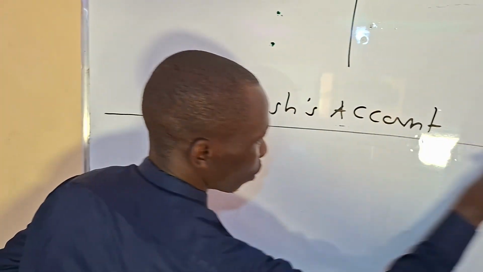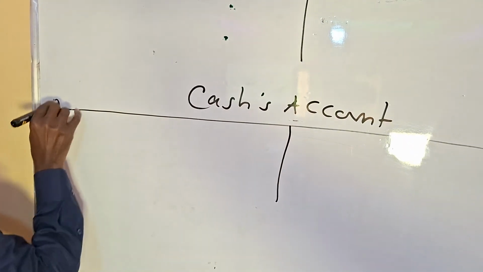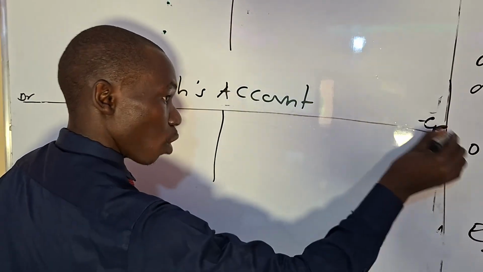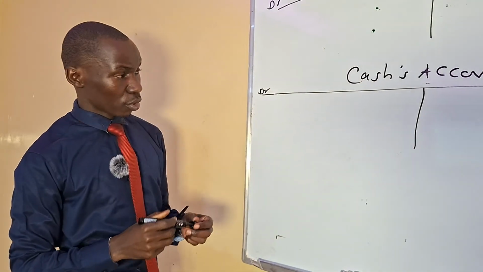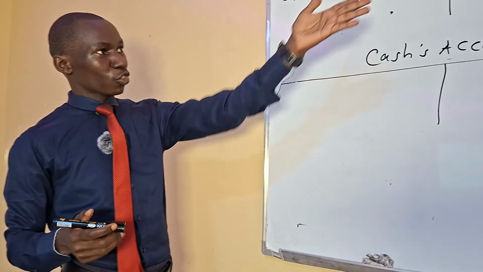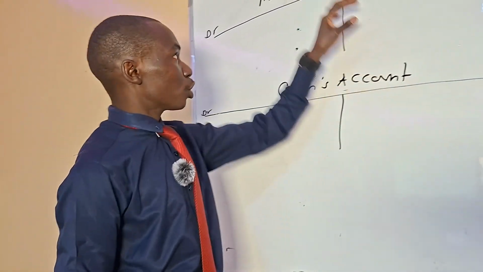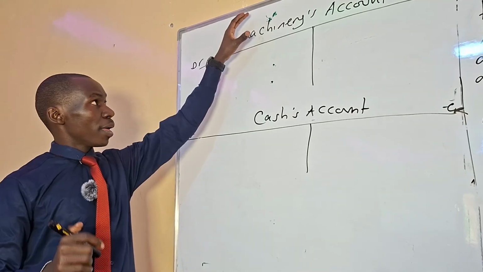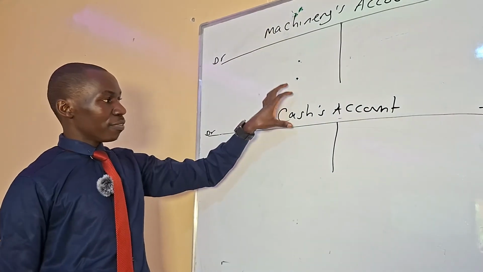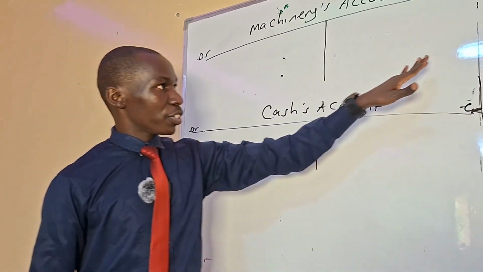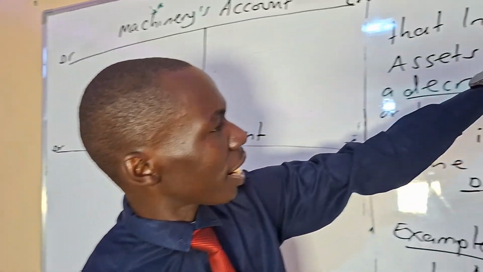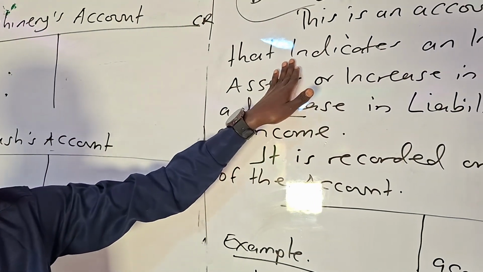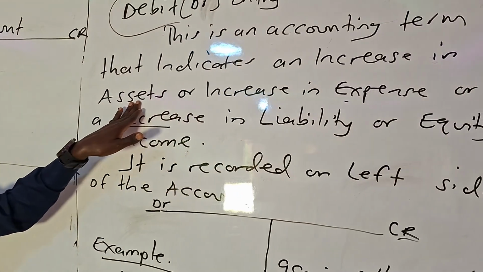You draw still your T to comply with that end, because you say you must record twice for each transaction. You look at this. Let's go back. Of course, we agree from our accounting equation. We saw examples of assets, and machinery was part of it. Even cash was part of it. And here we say, this is an accounting term that indicates an increase in asset.